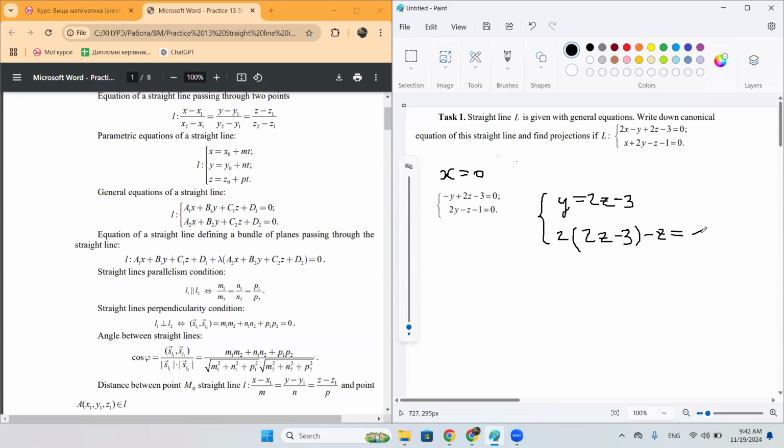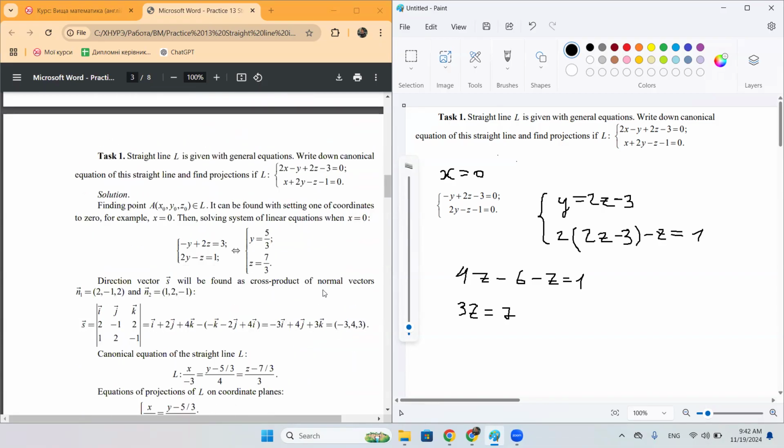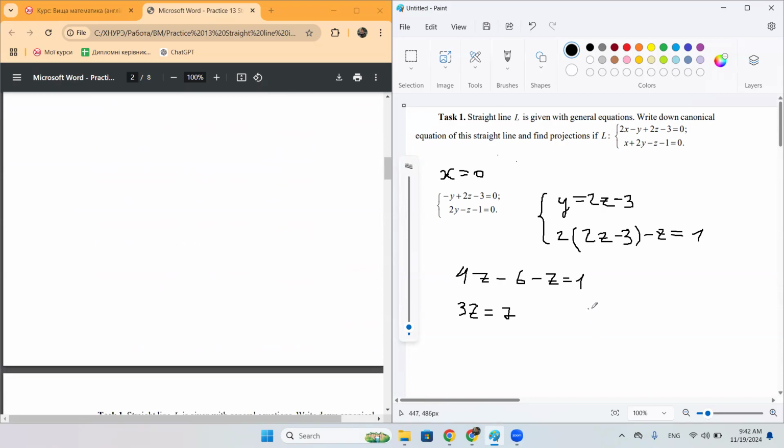Okay, we'll move 1 to the right side. Okay, and now we're looking for z. So 4z minus 6 minus z equals 1, and 3z equals 7. Let's check. Yeah, correct. So z equals 7 by 3.